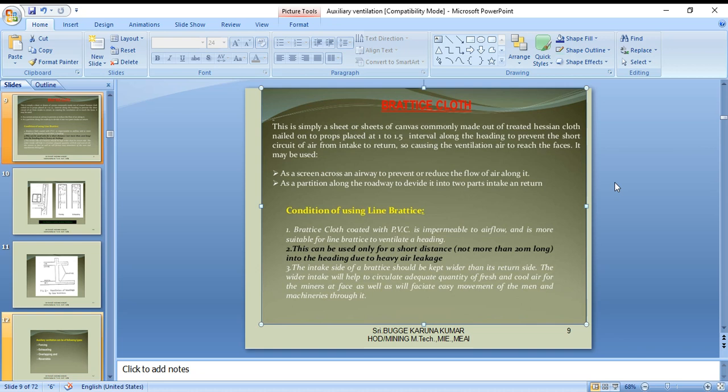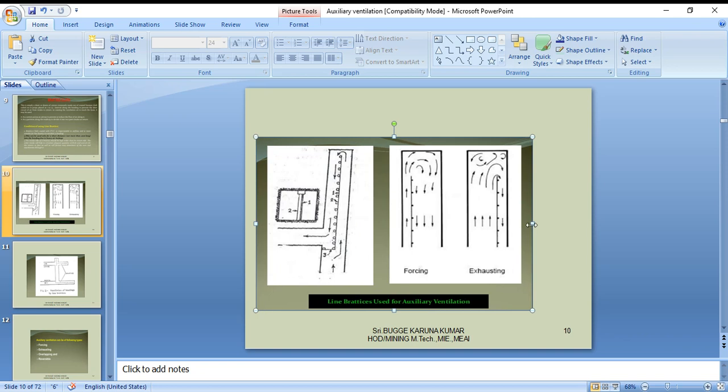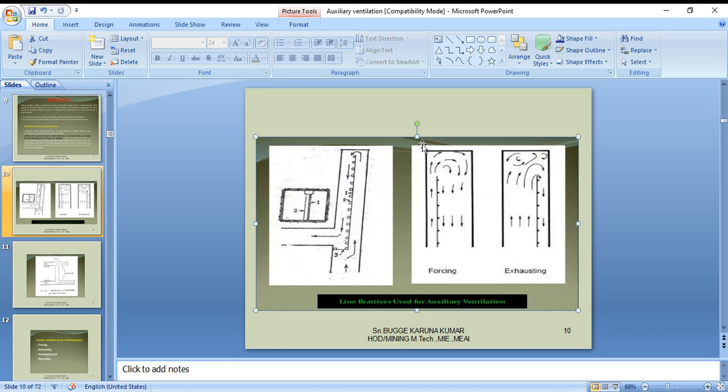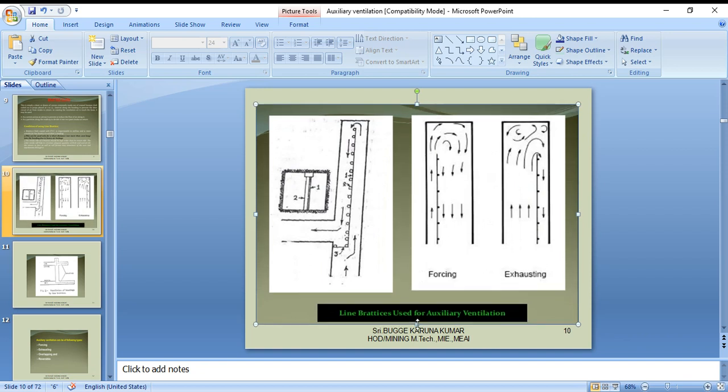The PVC cloth is impermeable to airflow and is more suitable for ventilating headings, as shown here. This is an actual figure. Here we can observe the brattice cloth. This picture is a complete representation of the brattice erection, the line brattice used for the auxiliary ventilation system. So please read it and redraw it in your notebooks.